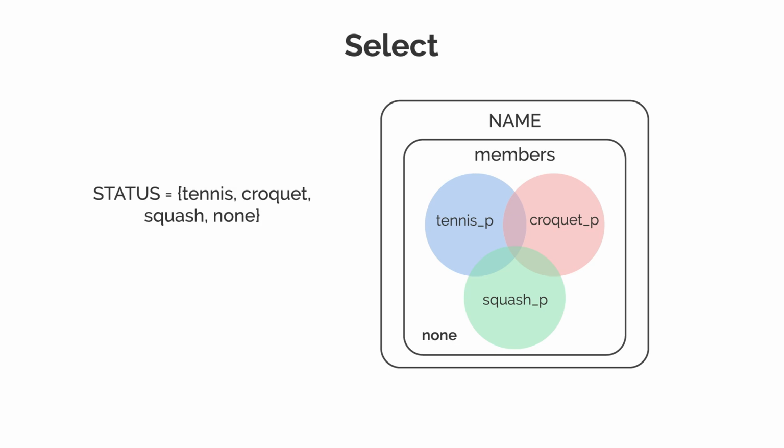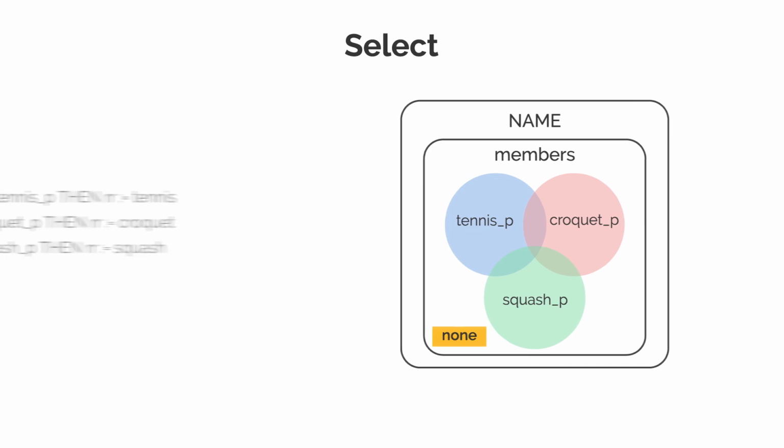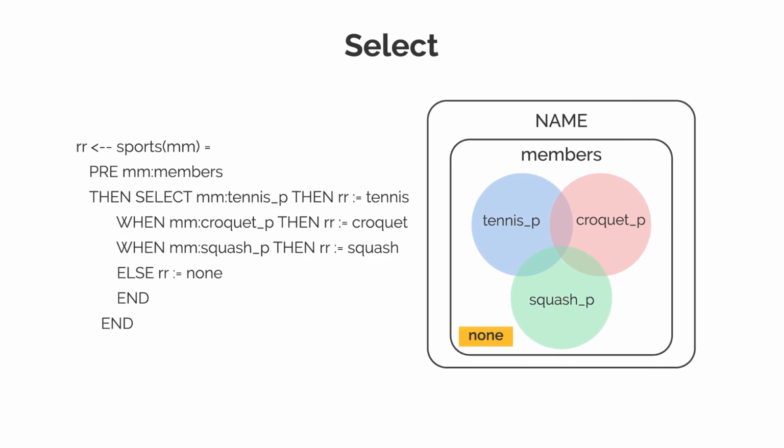And now let's suppose we want to create an operation that receives a member and returns tennis if he is in tennis P, returns croquet if he belongs to croquet P, and returns squash if he is in squash P, and finally returns non otherwise. If the member is in more than one set, then any of the possibilities can be returned. This can be implemented with this operation.